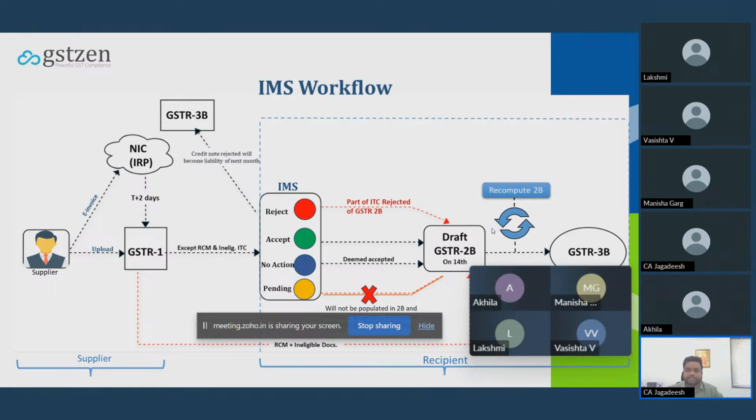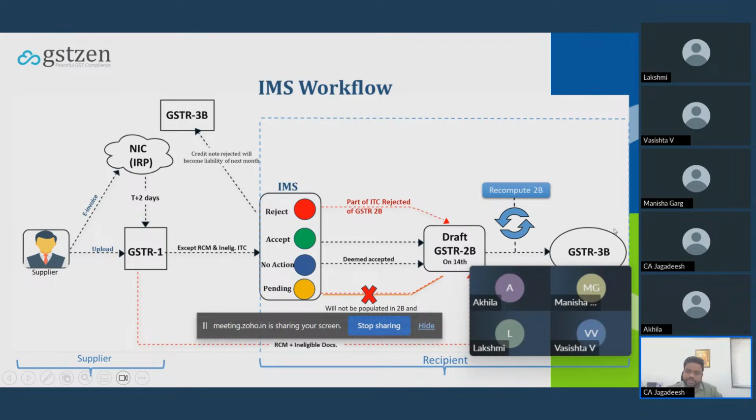How is the current 2B generated? If you see here, there is a button called recompute 2B. So what is this recompute 2B? If I take any action after the 14th, that means today I am on the 12th, if I take any action on the 15th in my IMS dashboard, to get those changes reflected in my 2B, I need to click the button recompute 2B. So whatever actions you have taken on IMS will get refreshed, and a new GST 2B will be generated.